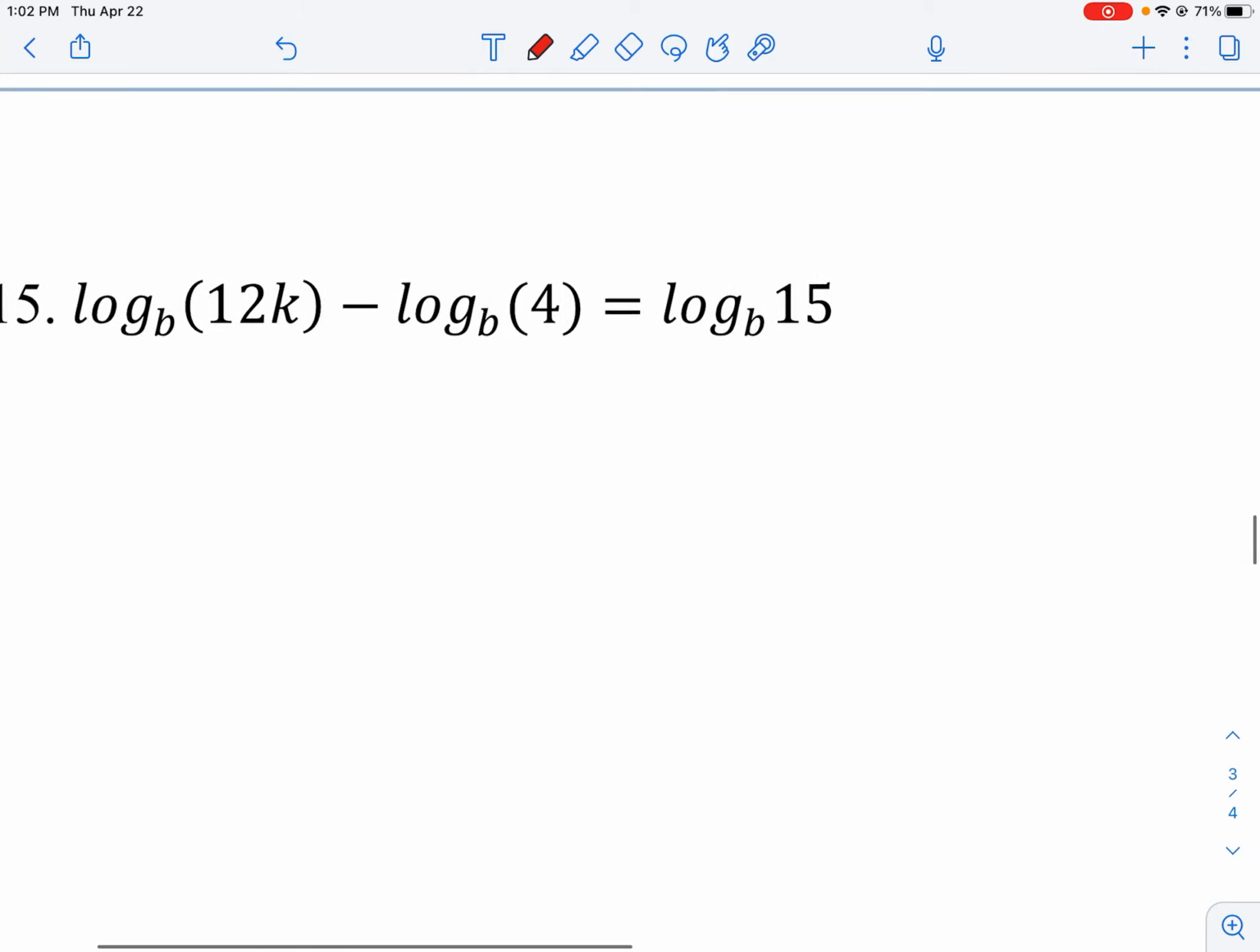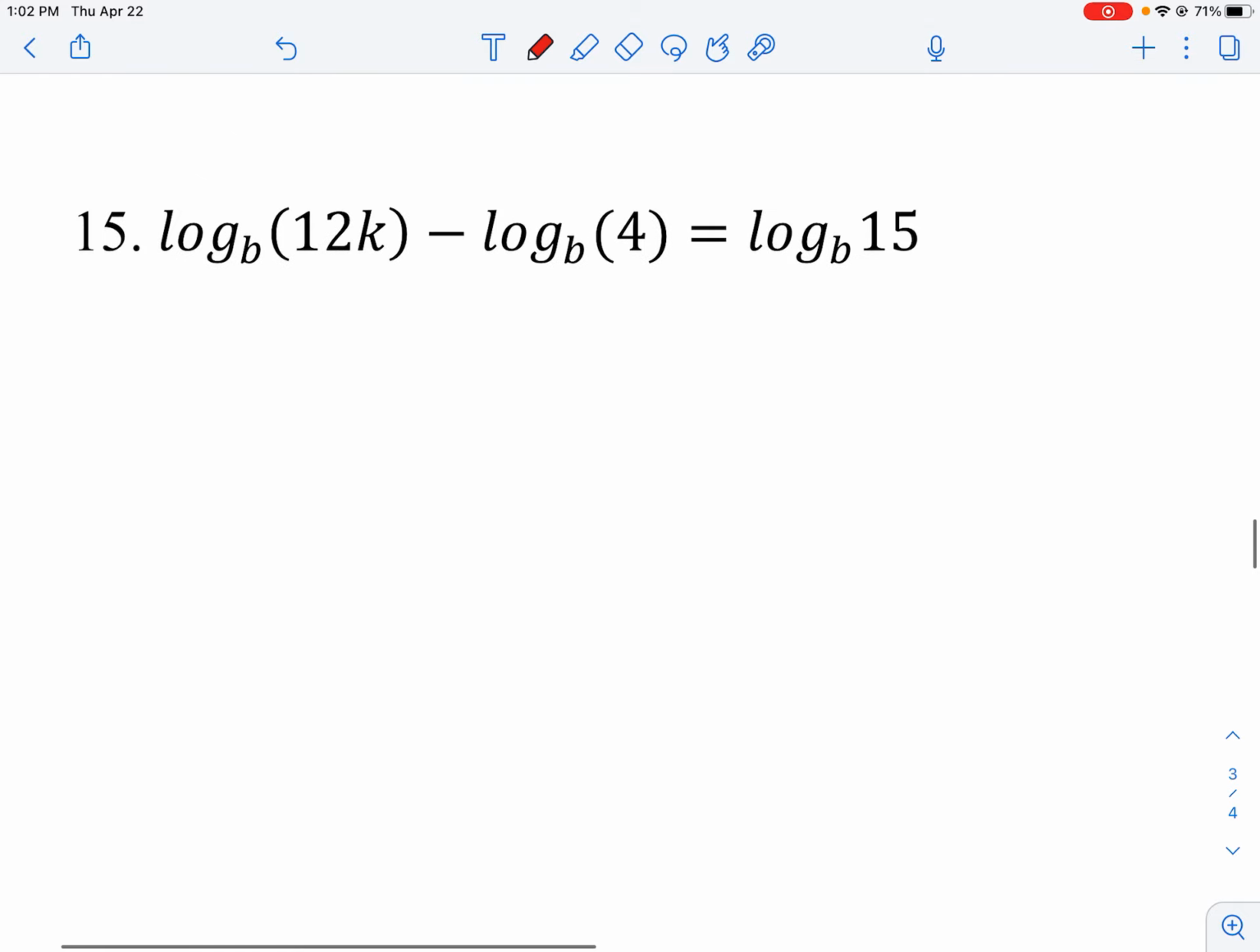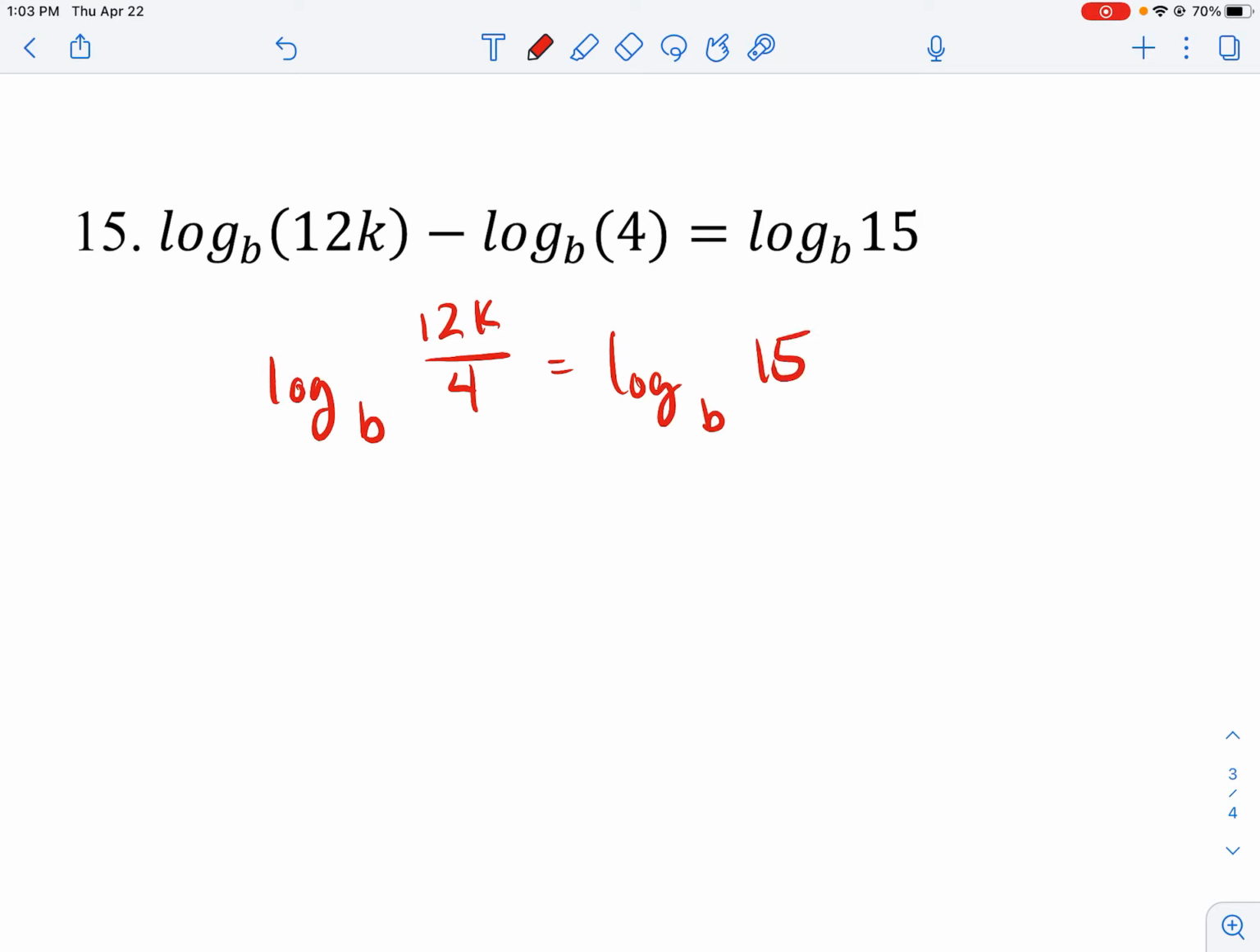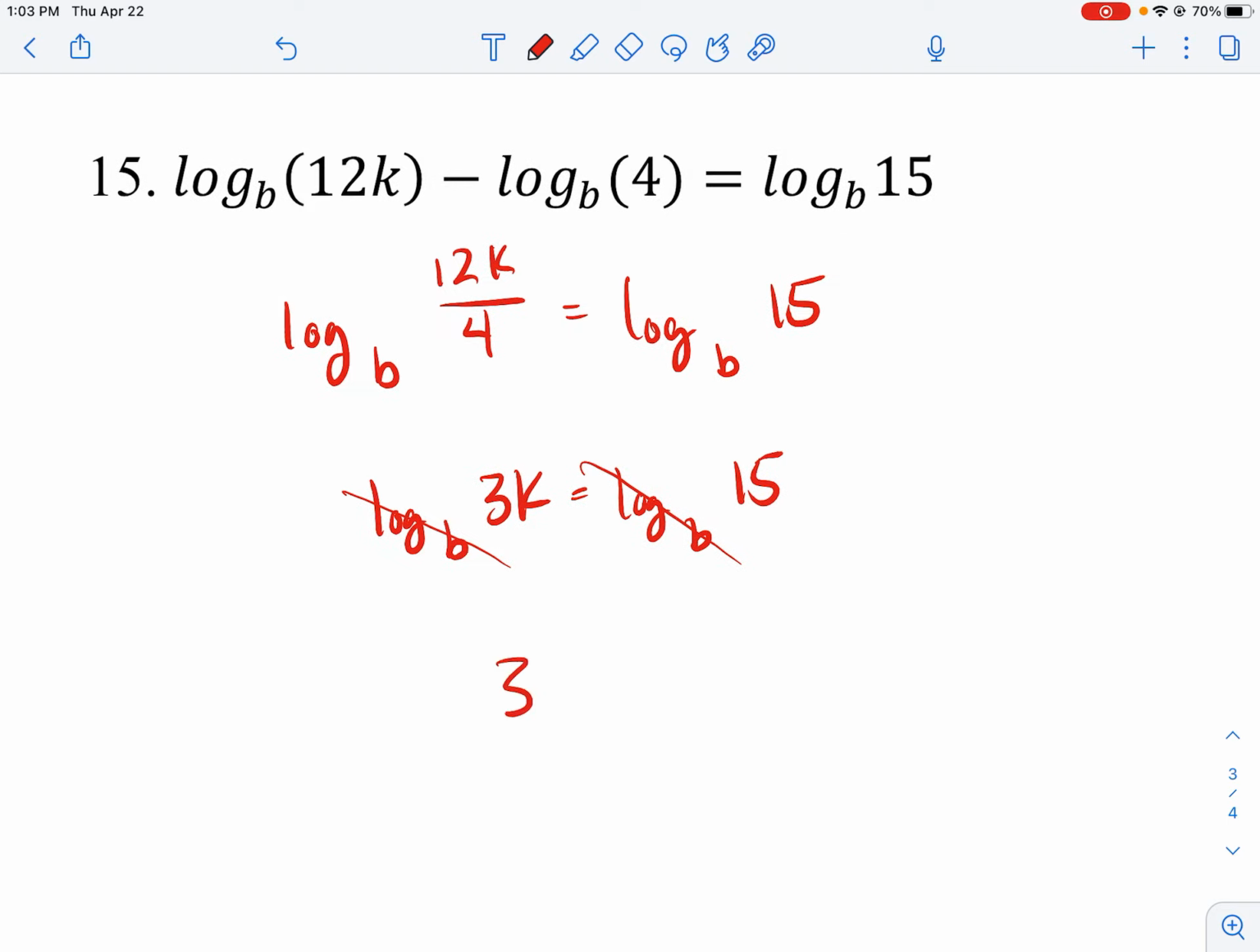All right, this one here, I'm going to combine these. So log b, and this is the quotient property. 12 divided by 4, that's 3. 3k is equal to the log b of 15. Once we have the same logs on either side, drop the log and just solve for k. And k is equal to 5.